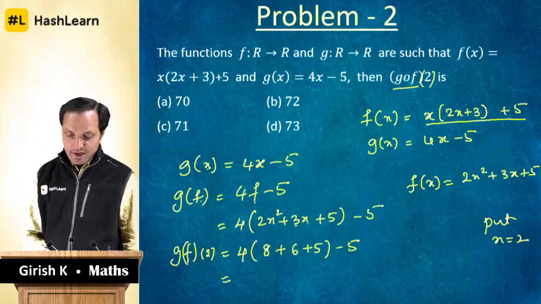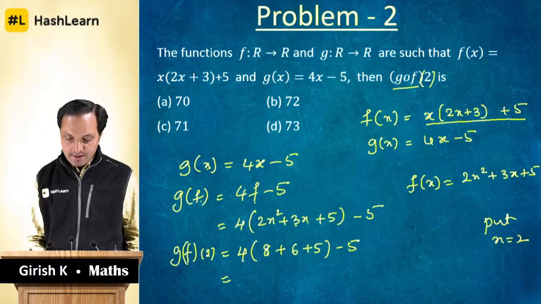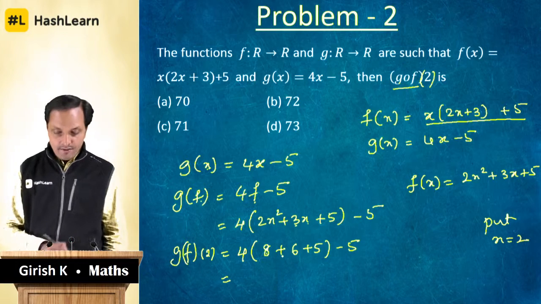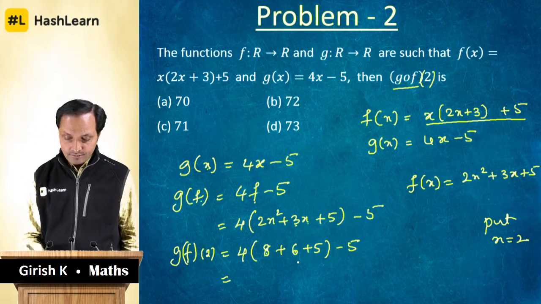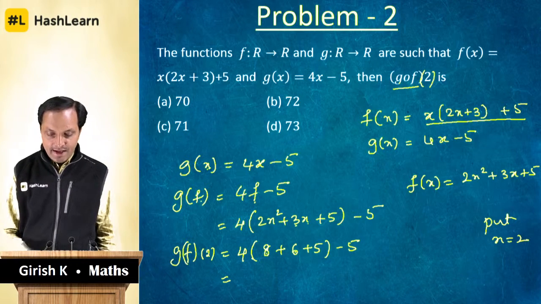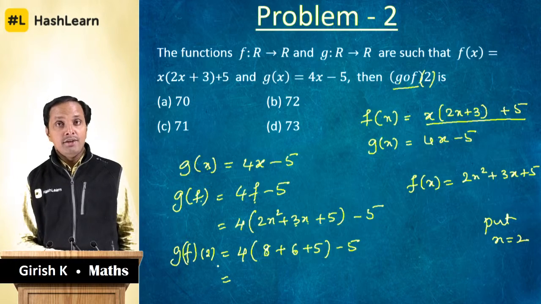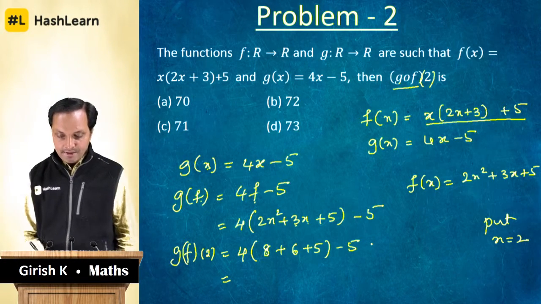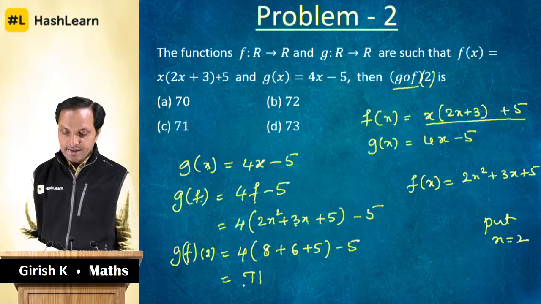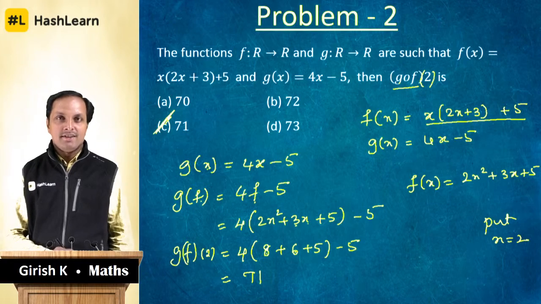Once you do the simplification, what will be the final answer? So that will give you, you know that this is 5, this is 8, 6 plus 5 is 11, 11 plus 8 is 19, 19 into 4 is nothing but 76, minus 5 is 71, is in option C. That is your answer.